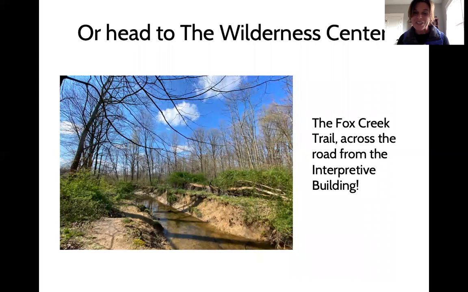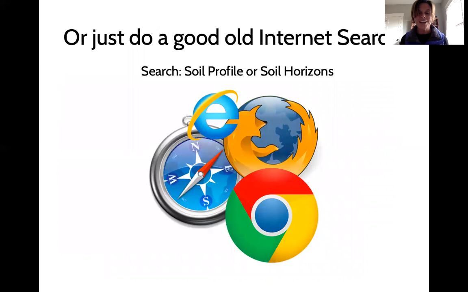I will tell you that there is a place just like that at the Wilderness Center. So if you have access to visit our property there, the Fox Creek Trail, which is across the road from the interpretive building, there's a lot of cuts along that riverbank where you can probably check out some of those soil horizons. Or if you do this project and you don't have access to anything, guess what? Just use an internet search. You can search soil profile or soil horizons, and you'll come up with all these great pictures. Usually they're really easy to find the different horizons in them. So that's another suggestion as you study these things.